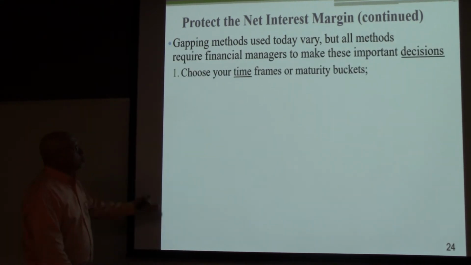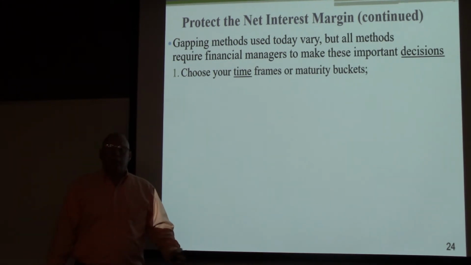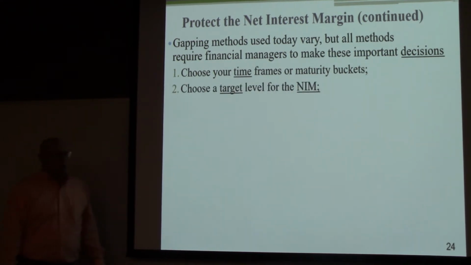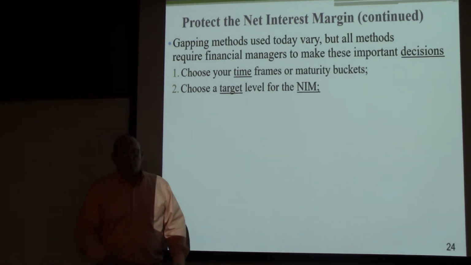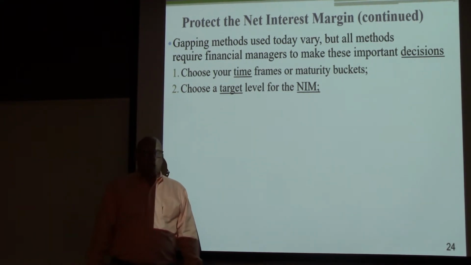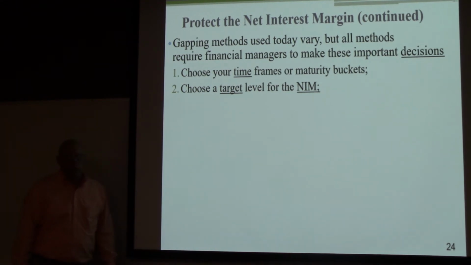1, choose your time frames or your maturity buckets. Weeks, months, quarters, 6 months, a year, 2 years, 5 years. 2, choose the target level for your net interest margin. The net interest margin for most banks is around 3.5%. You have to choose that target.